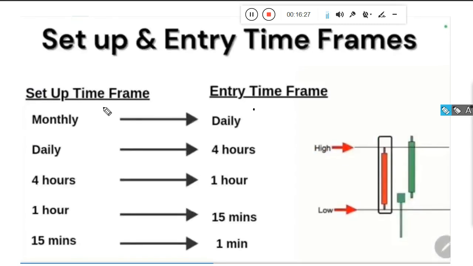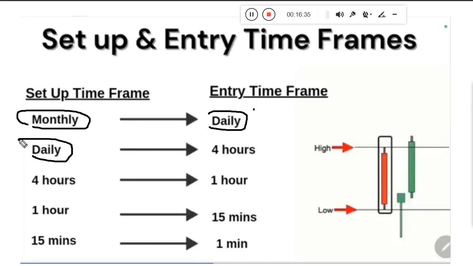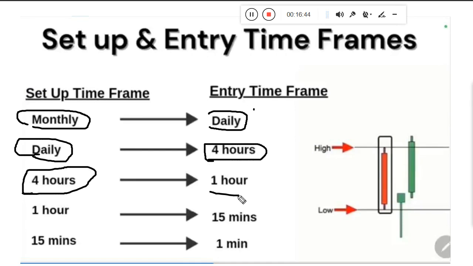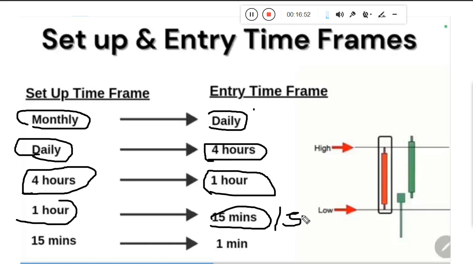So the setup time frame and the entry time frame. If you are using the monthly time frame, your entry is going to be on the daily time frame. By using the daily time frame, your entry is going to be the 4 hours time frame. And if your 4 hours time frame frames your setup, then your lower time frame will be your 1 hour. And for 1 hour, your lower time frame will be your 15 minutes or 5 minutes. You can use the 5 minute too.